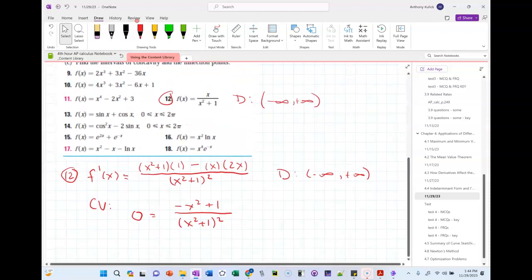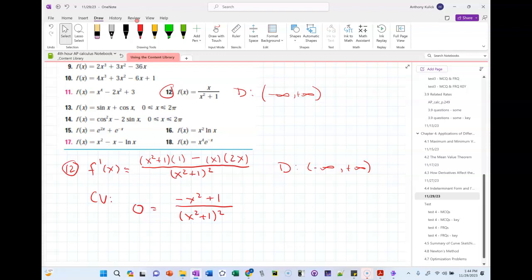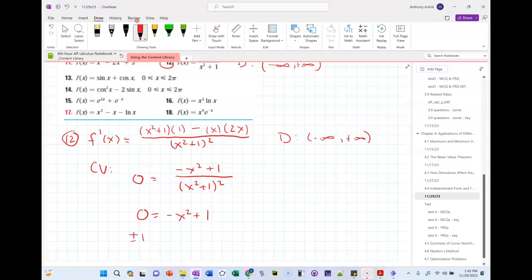How do I solve this equal to 0? When is a fraction equal to 0? When its numerator is equal to 0. And because the denominator I know can never be 0, all I need to consider is the numerator equal to 0. Okay there? I subtract 1 from both sides. I divide by -1 on both sides, and then I square root both sides, and I get that x can be plus or minus 1.